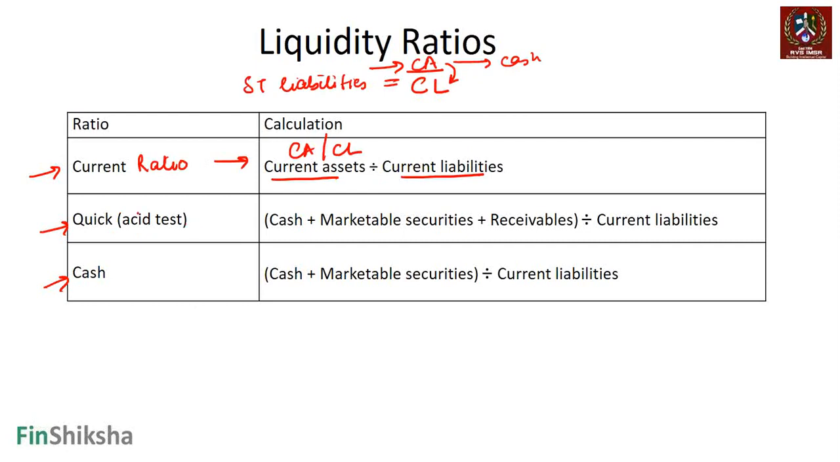The second and the more stringent ratio is something called the quick ratio, also known as acid test.